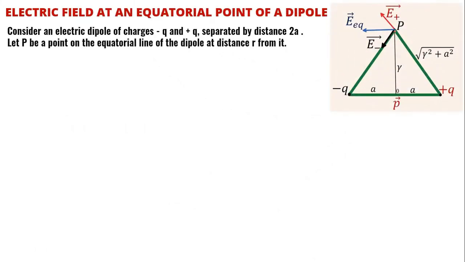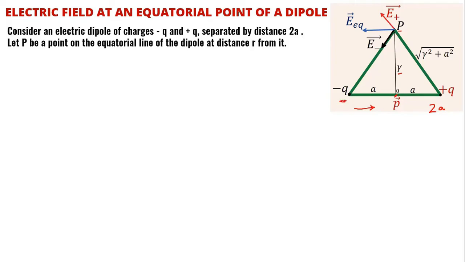Now next, we are having the electric field at an equatorial point of a dipole. As already explained, an equatorial point is a point which lies on the equatorial plane, which is perpendicular to the dipole axis and passes through the center. As you can see in the figure, we have a dipole of minus Q and plus Q charge separated by a distance of 2A. P is the dipole moment, which points from minus Q charge to plus Q charge, that is along the positive x-axis. Further, the point of observation P is at a distance of R from the center of the dipole. Always take this distance of the point of observation from the center of the dipole.